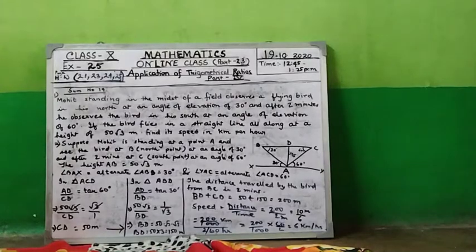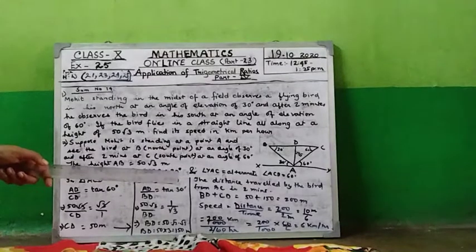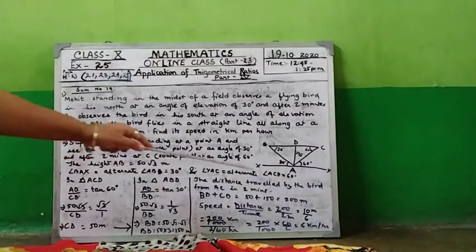Today is my fourth application on trigonometry ratio class, and this is my sum number 1. Mohit, standing in midst of a field, observes a bird flying in his north at an angle of 30 degrees, and after 2 minutes he observes the bird at his south at an angle of elevation of 60 degrees. If the bird flies in a straight line all along at a height of 50√3 meter, find its speed in kilometer per hour. Now students, concentrate on this figure.